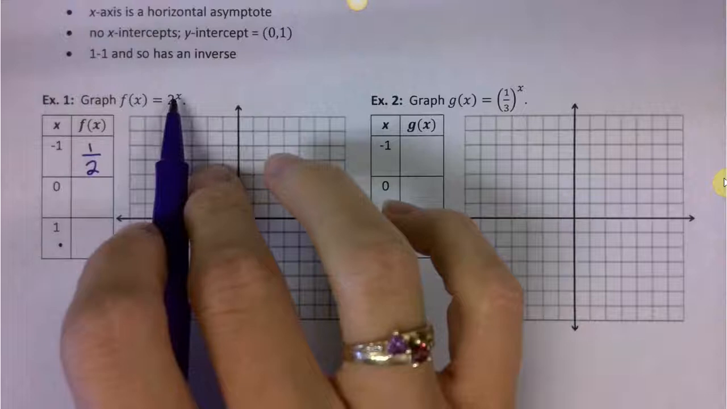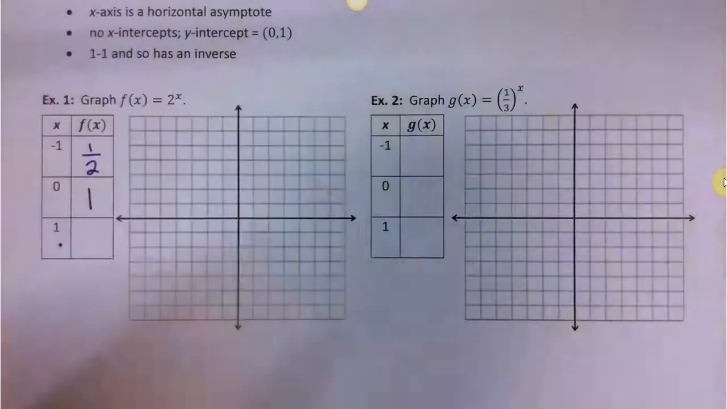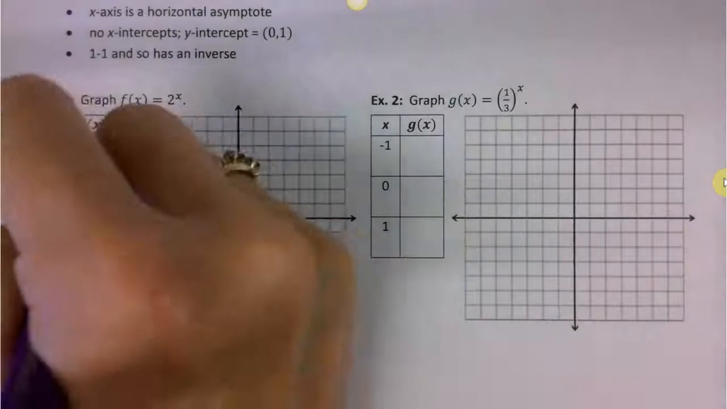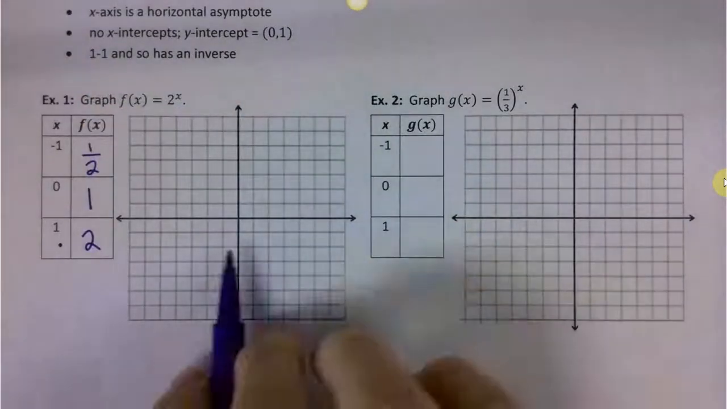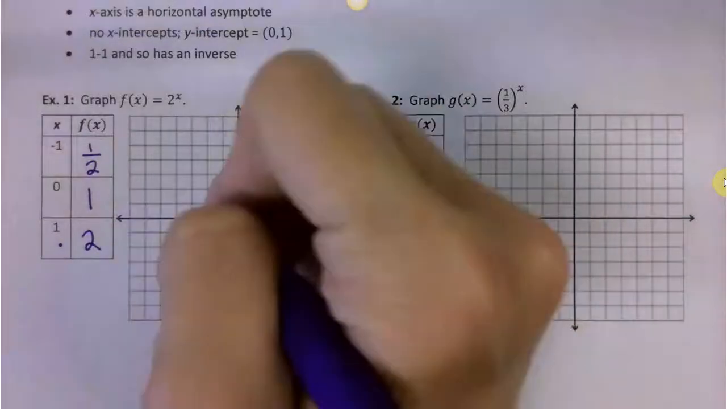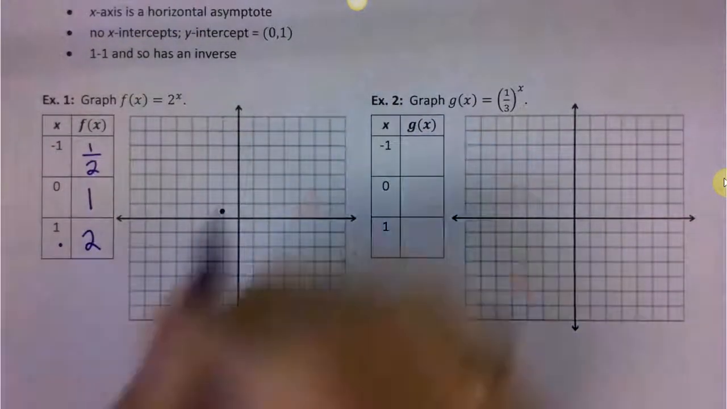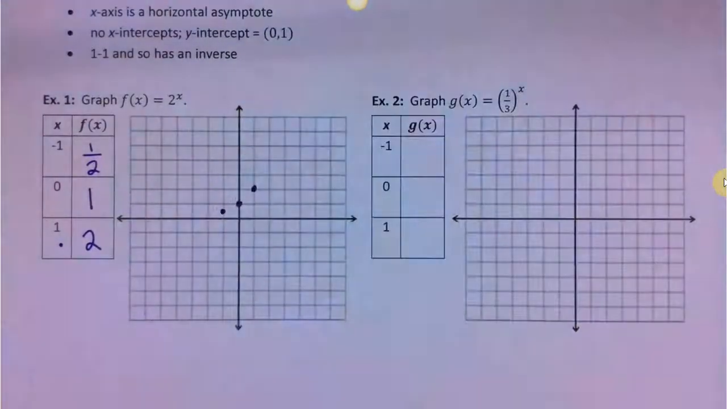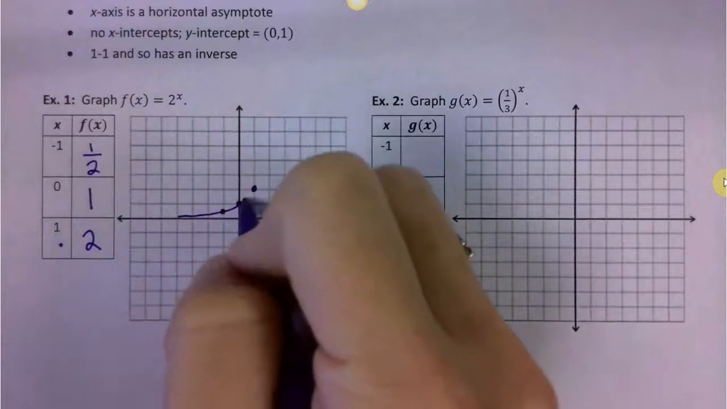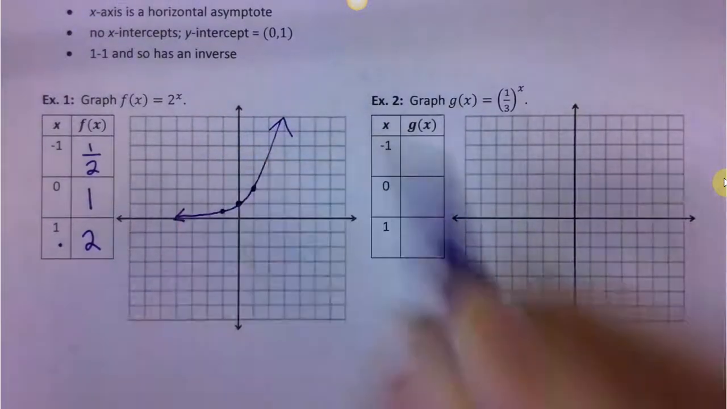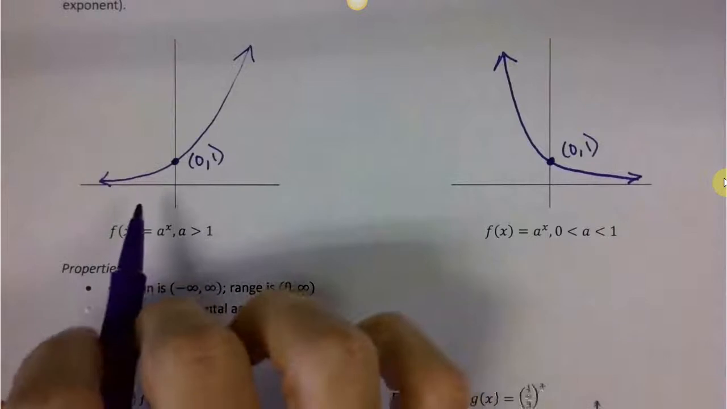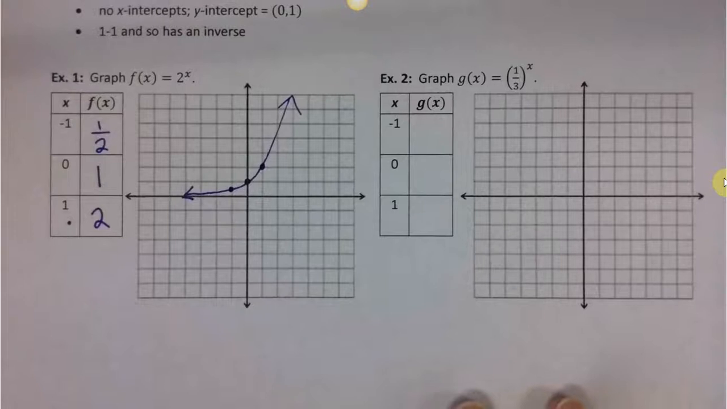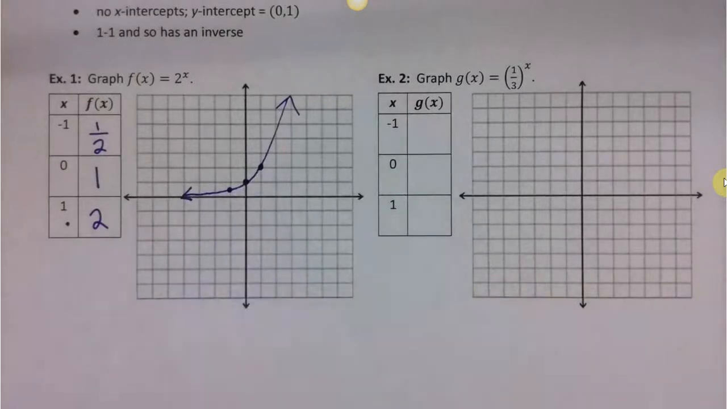When I plug a 0 in place of the x, anything to the 0 power is 1. And when I plug a 1 in place of the x, that just gives me 2 to the 1st, or 2. So then I come over to my graph and plot these points. -1, 1/2, 0, 1, and 1, 2. And then I just connect those with a nice smooth curve so that I end up with something that looks like this, because in this case the base a is 2, which is bigger than 1. But now specifically I know some points that lie on the graph of 2 to the x.